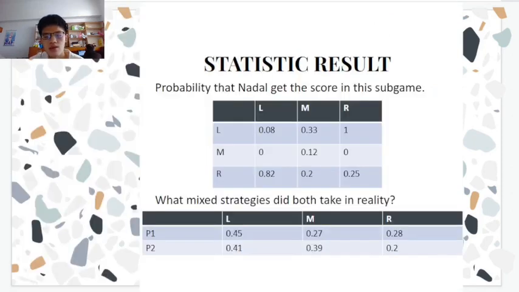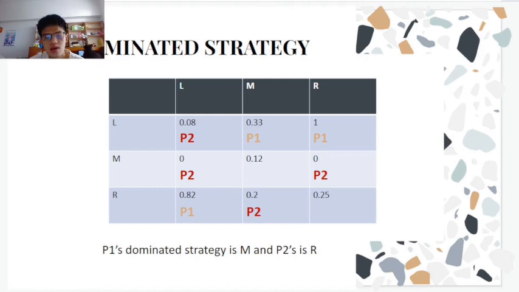And here is our statistical result. The payoff is the probability that the dog gets the score in this subgame. The following picture shows what mixed strategies both players took in reality. By analyzing the payoff, the dog will not take the middle strategy because the middle is dominated by others, and based on that, right is dominated for Root.